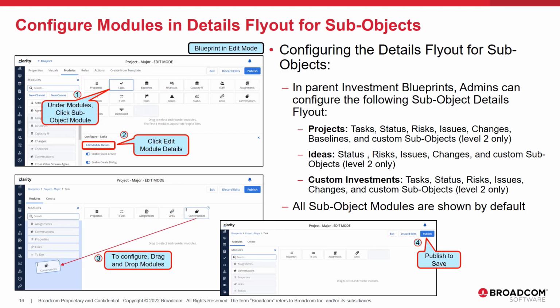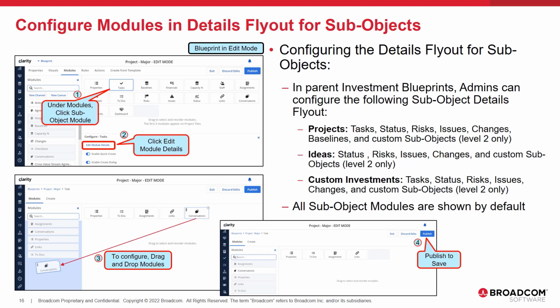The last new feature that we need to cover for blueprints is the ability to configure the details flyout for subobjects. This is something that administrators will do in the master object blueprint, and we're going to take a look at a project example. So what they'll do is they'll open the blueprint up in edit mode and they will highlight the subobject where they want to configure the details flyout. In this case we're going to do the task.